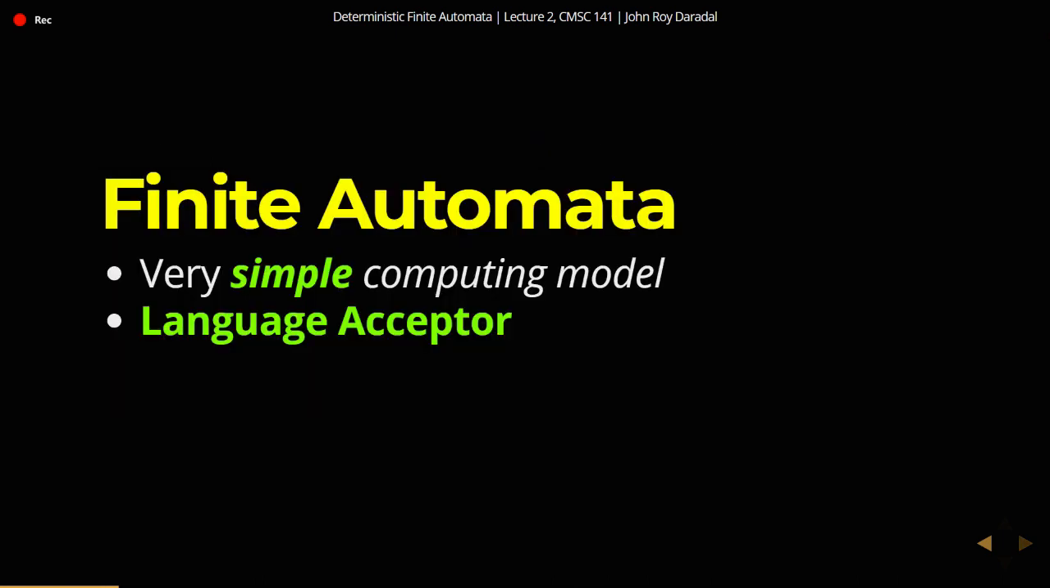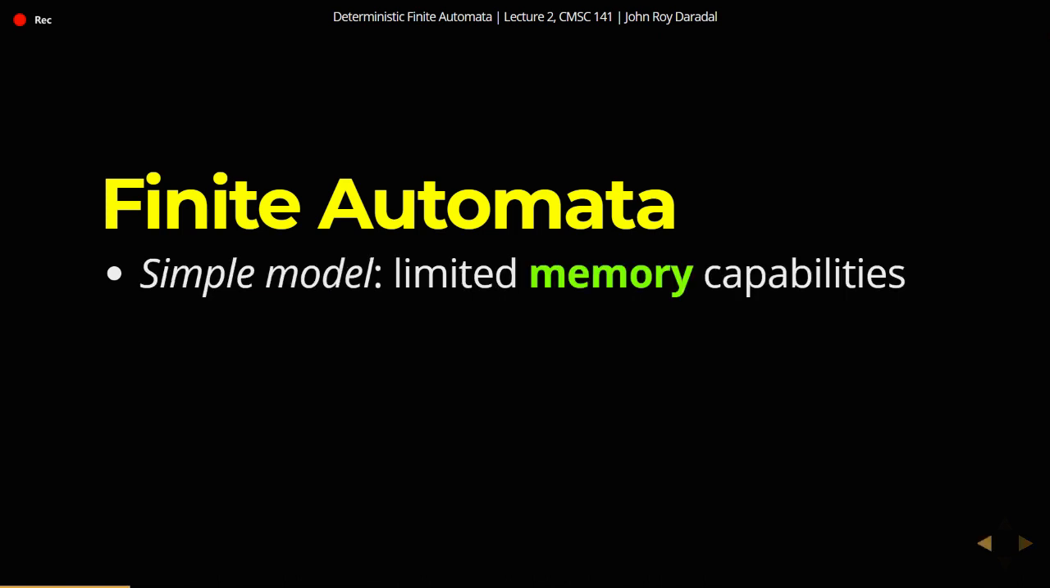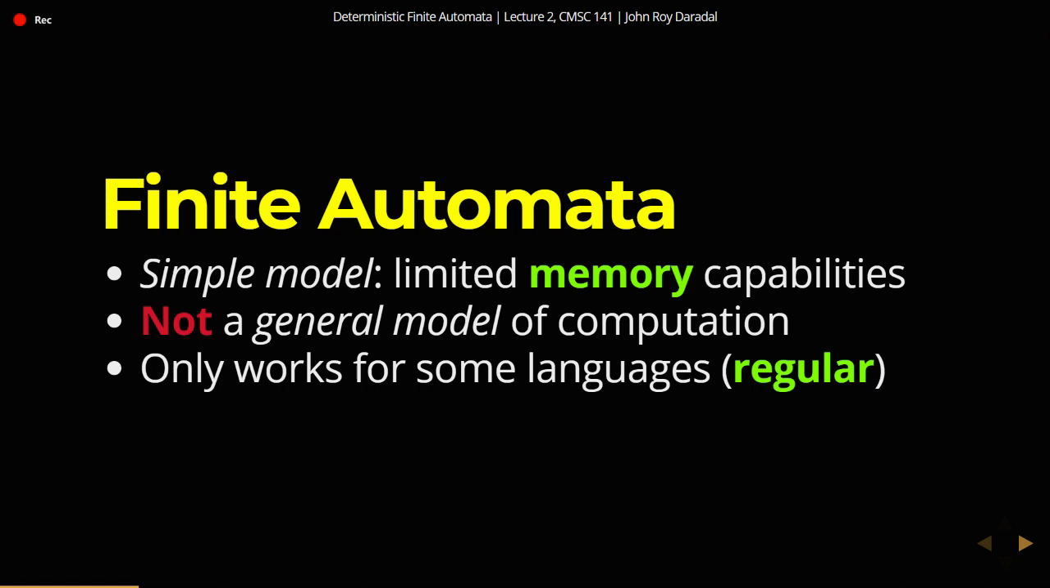And our finite automata is a very simple computing model which acts as a language acceptor. So it takes as an input a string, and the output is whether yes or no. And that means that either the string is accepted as part of the language or not. So the finite automata is a very simple model. It has very limited memory capabilities. So it is not a general model of computation, and it only works for some languages, specifically regular languages.